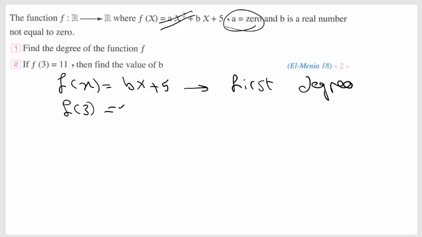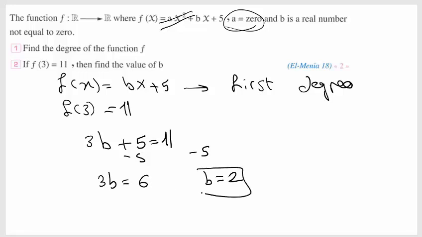That is the meaning of f of 3 equals 11. This means that I will replace each x and put instead of it the value of 3 to find the f. So it will be 3b instead of x, plus 5 equals 11. I will subtract 5 from both sides. 3b equals 6. Then I will divide by 3 on both sides to get b equals 2.